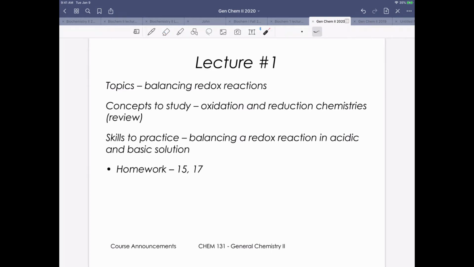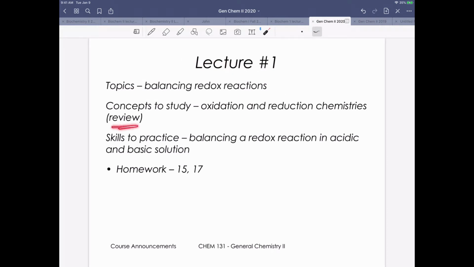So in our ninth learning unit, we move on to chapter 21, which is electrochemistry. We're going to split this learning unit into 4 lectures. And the first concept that we're going to deal with in today's lecture is how to balance redox reactions.